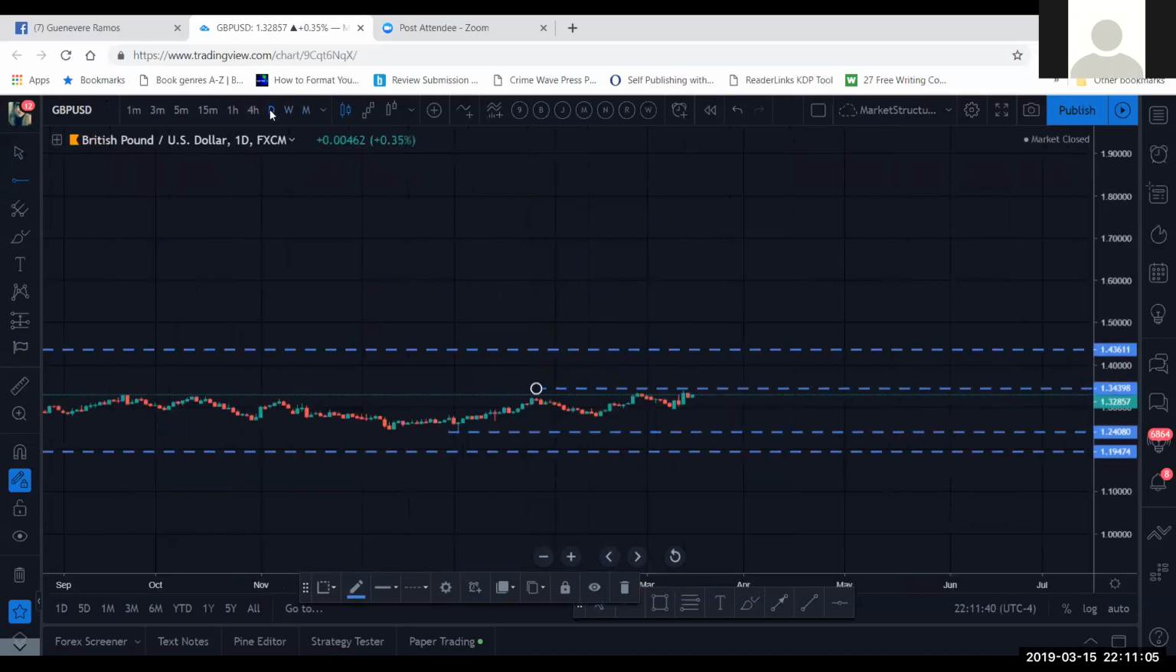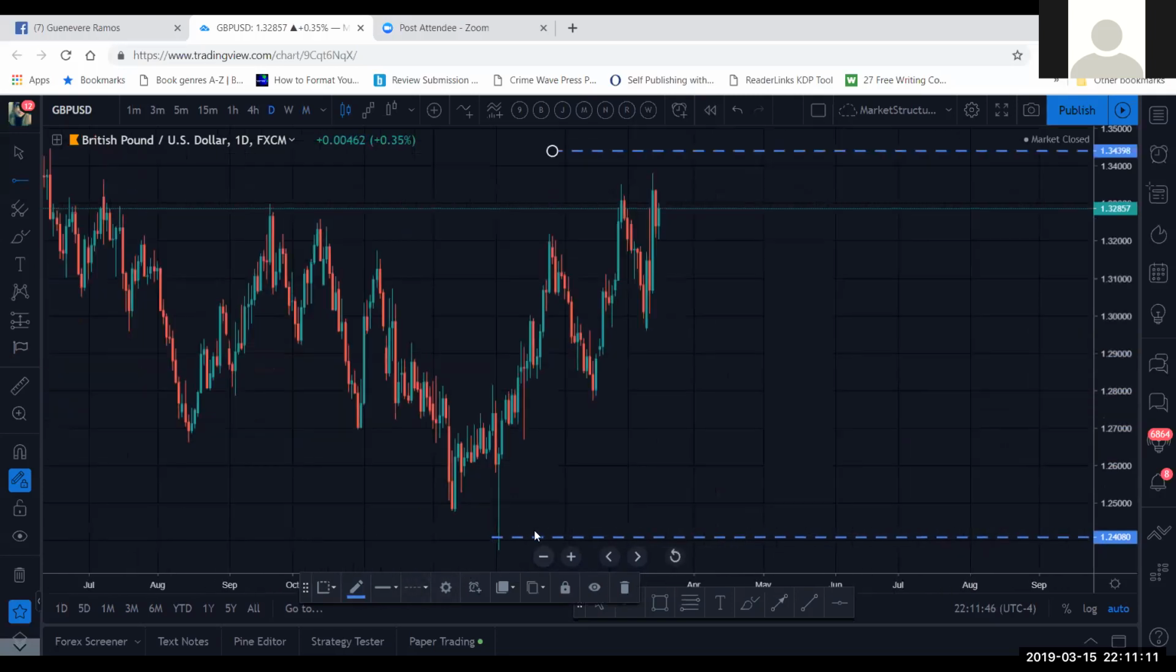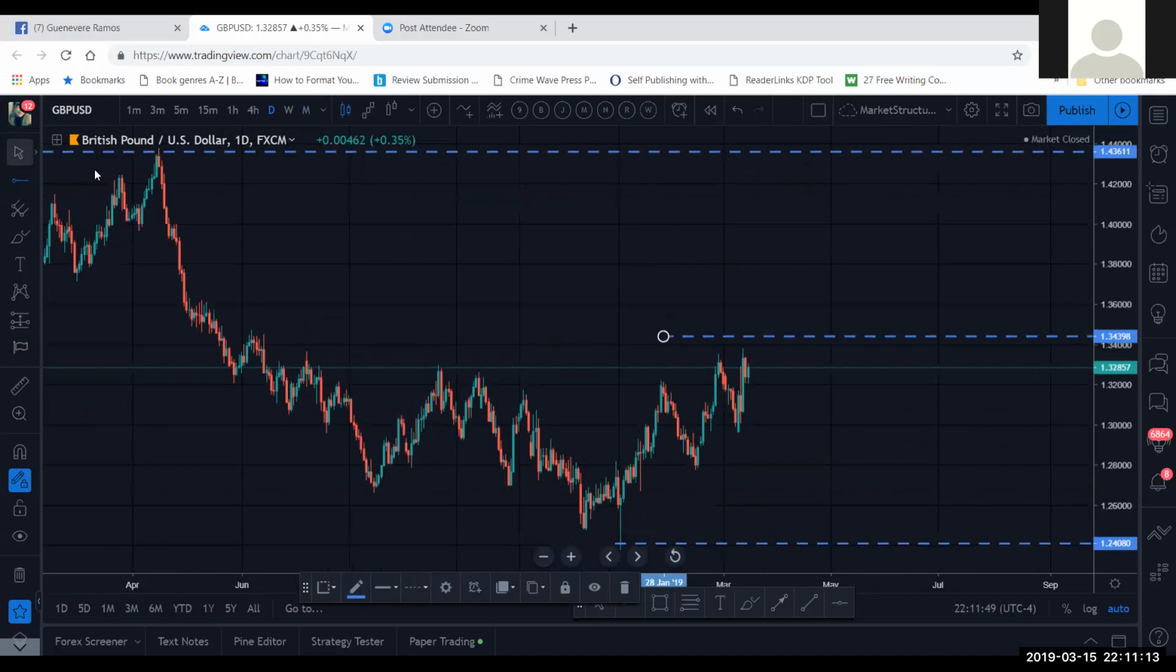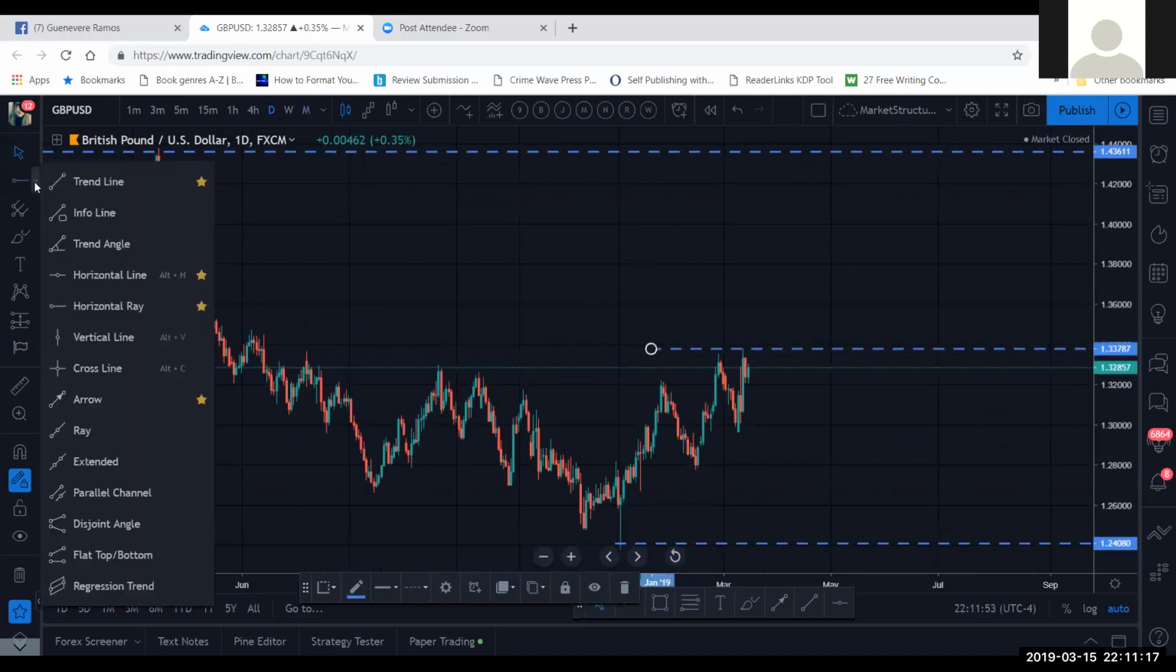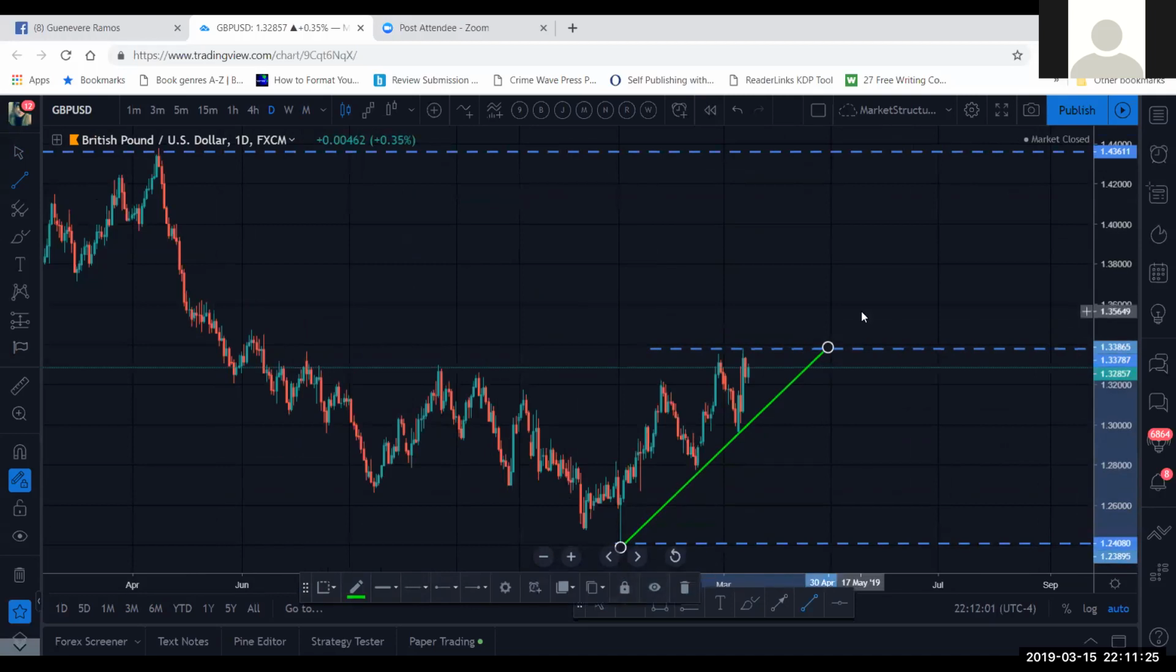Then I can go down to my daily, reset my market here, zoom out. Now I see on the daily, we have been in an identifiable uptrend, and I'll draw my trend line from the swing low to the swing high.